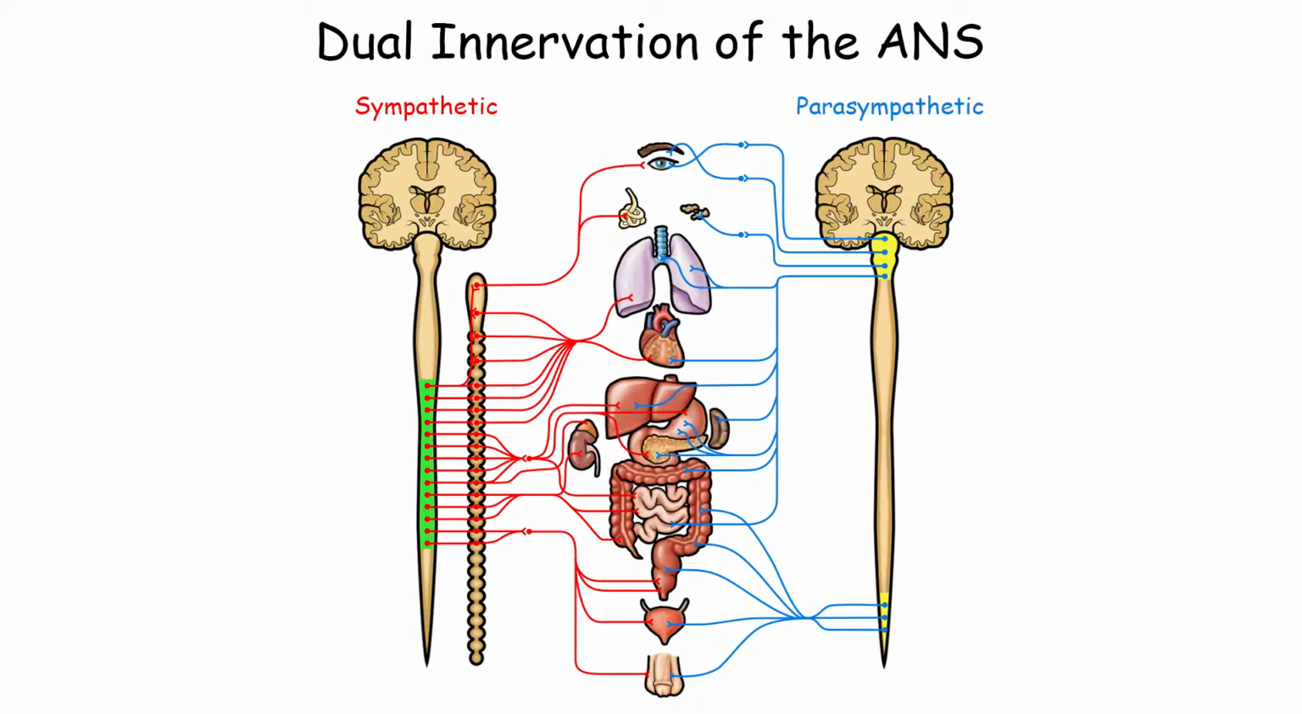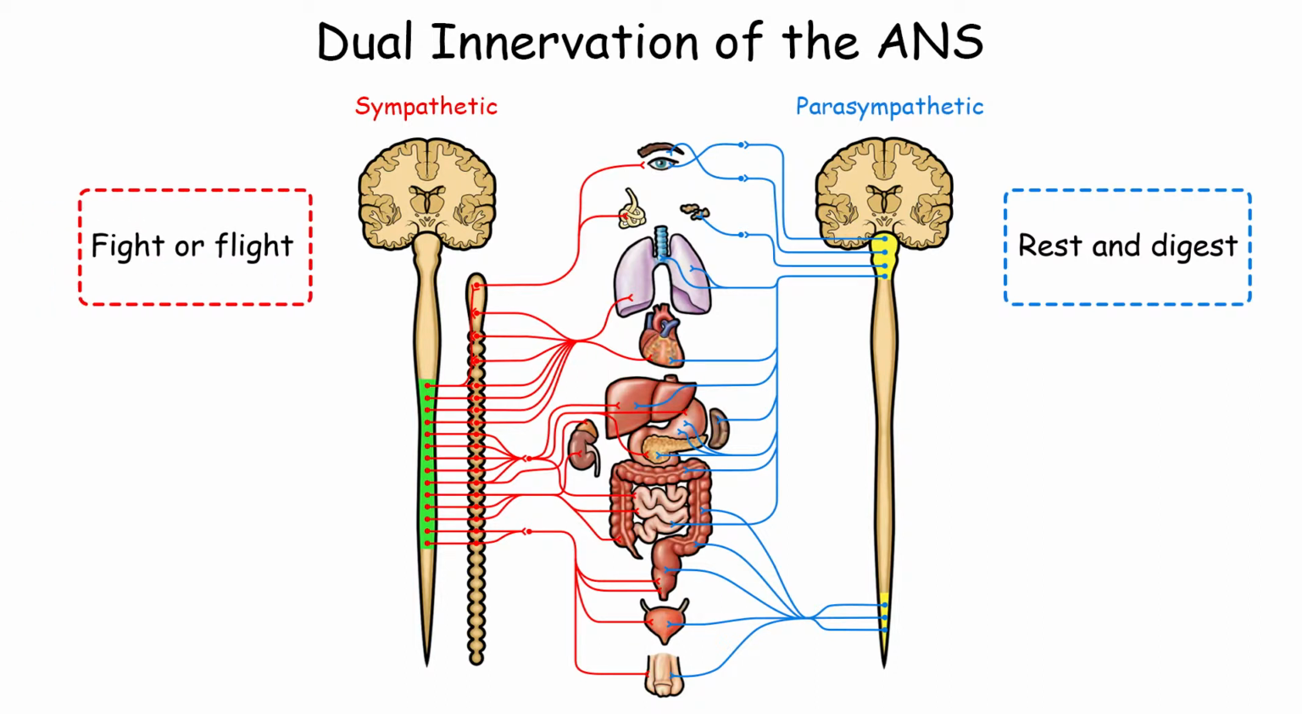parasympathetic systems. Generally, sympathetic and parasympathetic neurons arise from different parts of the spinal cord. Parasympathetic neurons arise from cranial and sacral spinal regions, while sympathetic neurons arise from thoracic and lumbar spinal regions. Activation of the parasympathetic nervous system allows the body to rest and digest, while activation of the sympathetic nervous system prepares the body for a fight or flight response.